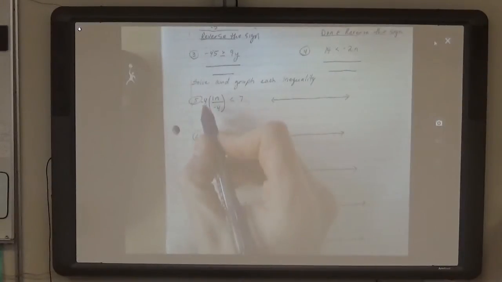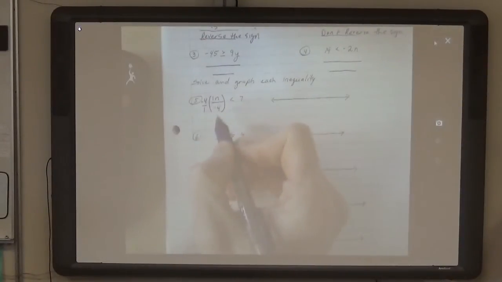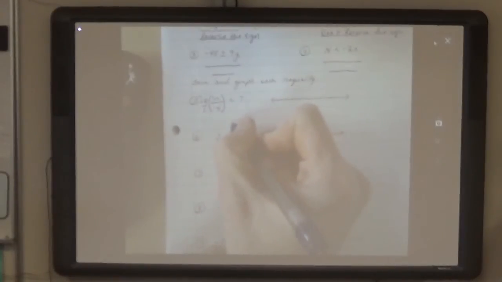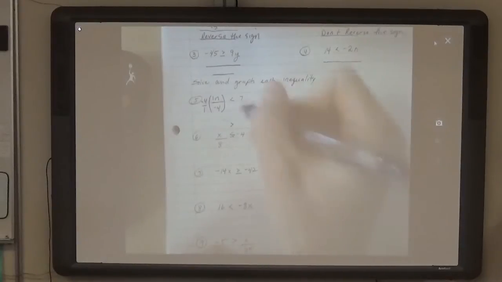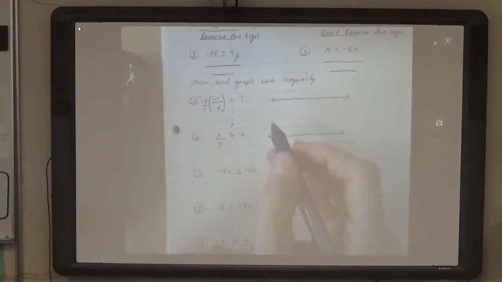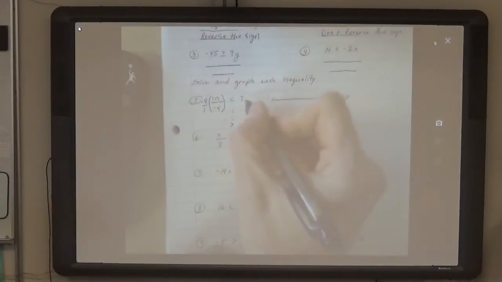Now, is this a negative number? Do we have a negative coefficient here? Yes. So right away, go down and reverse the sign. Put the sign down here. We have to reverse this sign. And then multiply by the same number on the other side, negative 4 over 1.